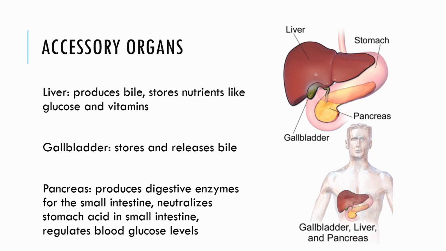The pancreas also regulates blood glucose levels. I'm not going to get into that in detail here, since we'll talk more about the pancreas in the endocrine system. But this is how we can relate all of these organs to the digestive process.